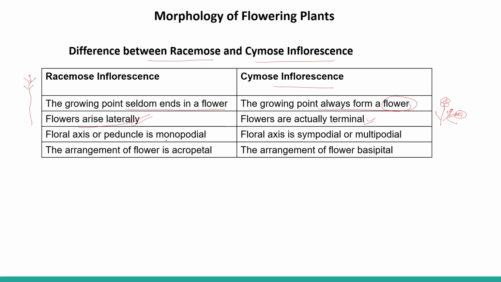The floral axis or peduncle is monopodial in racemose and sympodial or multipodial in cymose. Here we have one single axis with lateral flowers on both sides. But in the cymose case, the axis terminates, gives rise to another terminal flower, then again another flower. This type of arrangement is called sympodial or multipodial. The arrangement of flowers in racemose is acropetal, and in cymose inflorescence we have basipetal arrangement, which we have already discussed.